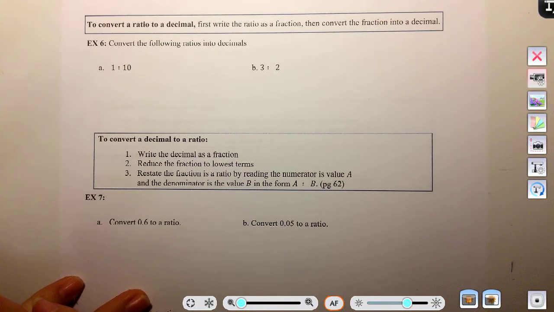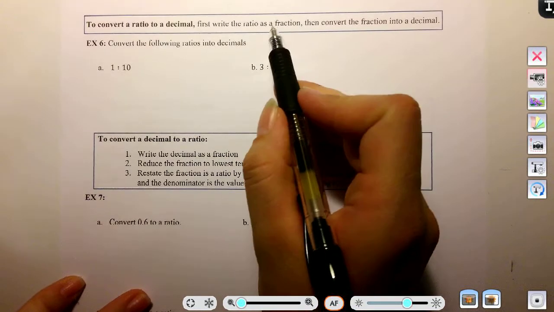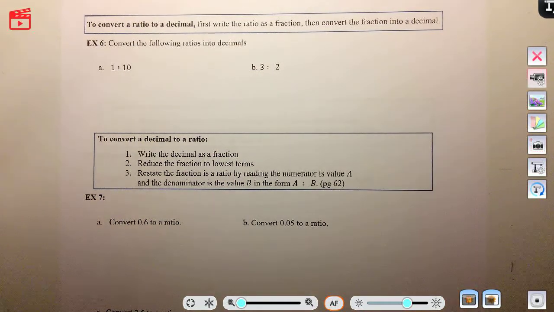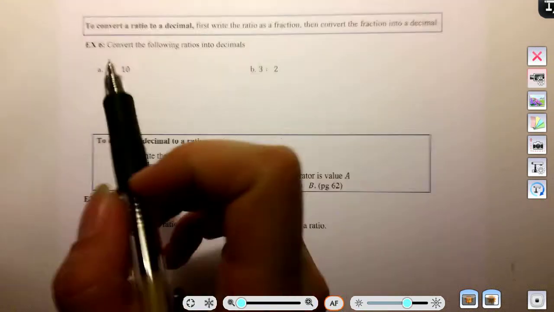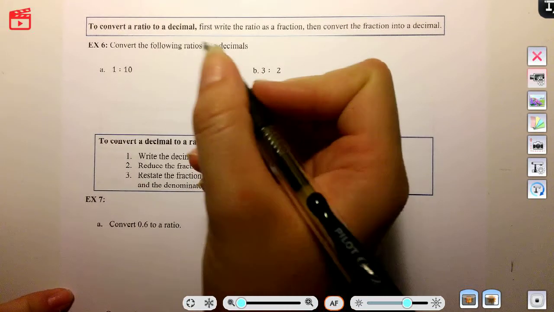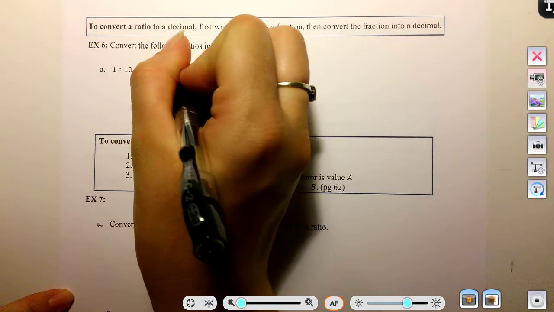Next, convert a ratio to a decimal. First, write the ratio as a fraction. Then convert the fraction into a decimal. All right, we're pretty good so far with converting fractions and decimals. Doesn't sound too bad. All right, here we go. 1 to 10. So the first step in our plan is write it as a fraction. Well, we know how to do that. That's going to be 1 over 10.